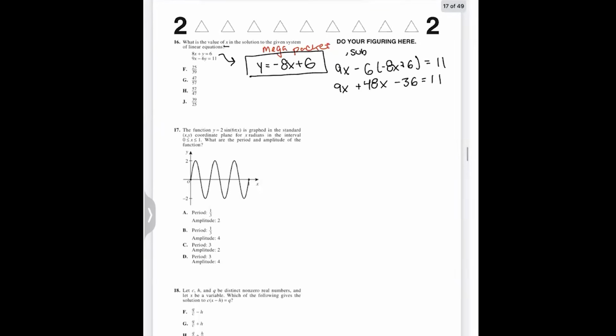9 plus 48 is going to be 57 X, and then on this side, you're going to move that 36. 36 plus 11 is going to be 47. So X is going to be equal to 47 over 57.